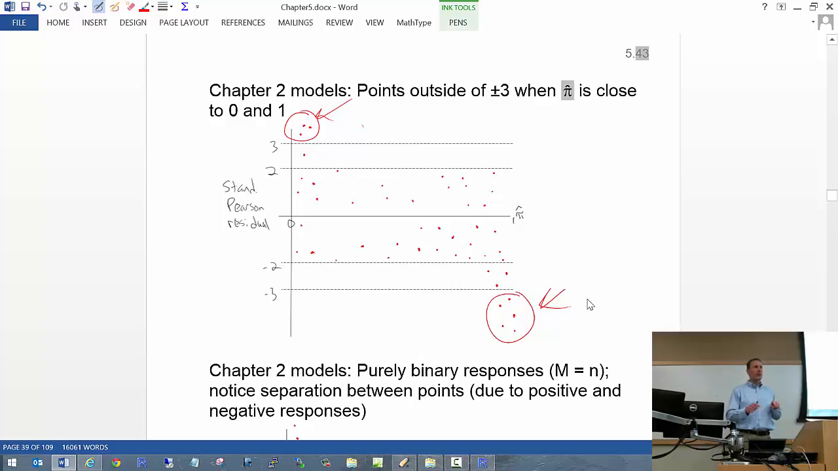One of the reasons I bring this up is that especially with logistic regression models, you will very often see something like this, and it won't actually be something of concern, because the distribution approximations will end up being poor there. You'll see more of that as we go along.